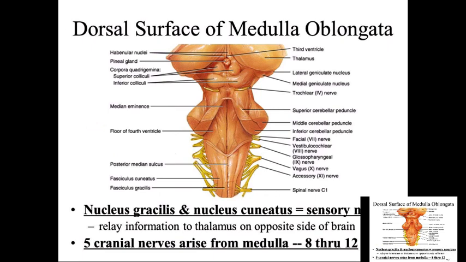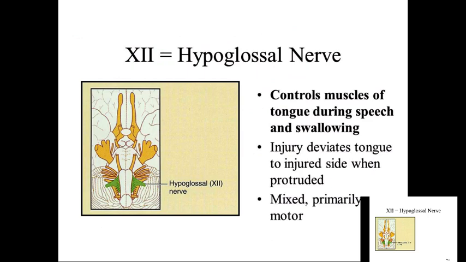Okay, in the medulla, we have the nucleus gracilis and nucleus cuneatus. Remember fasciculus gracilis and fasciculus cuneatus? Well, here's the nuclei where they begin. These are containing sensory information for those posterior columns. And again, 5 cranial nerves, 8 through 12. So let's start with 12, which is the hypoglossal. It's going to control the muscles of the tongue for speech and swallowing.